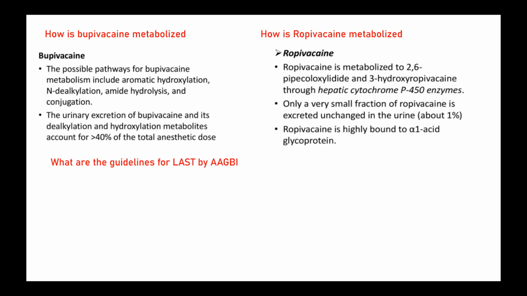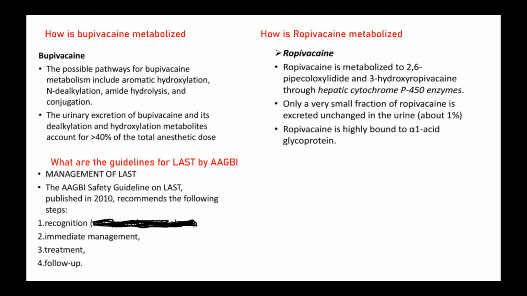What are the guidelines for LAST by AAGBI? It's local anesthetic systemic toxicity. What are the guidelines by the Association of Anaesthetists of Great Britain and Ireland? You should stop the offending agent. Call for help. Recognition first, immediate management, treatment, and follow-up. So these are the 4 steps.